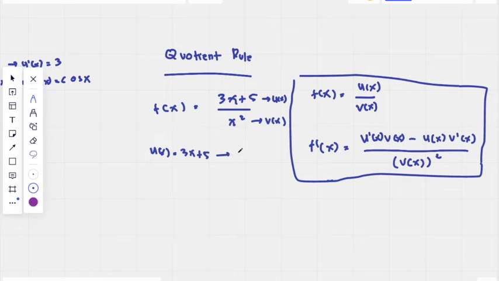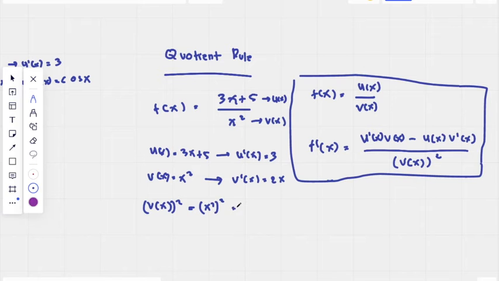Then u prime x equals 3. And then if v(x) equals x squared, then v prime x equals 2x, right? This is where we use the basic rule. Okay, and after that v(x) squared is x squared, so x to the power of 4. So we just substitute all this expression into this formula.